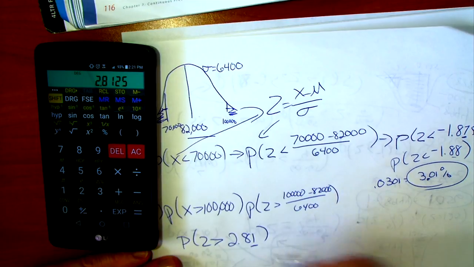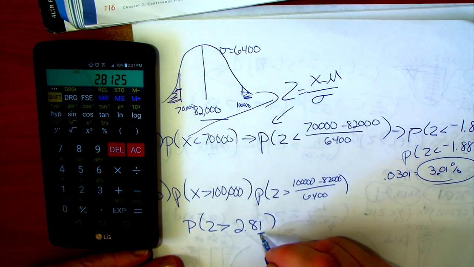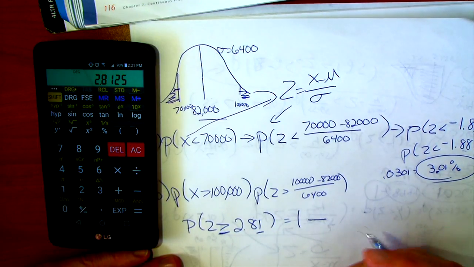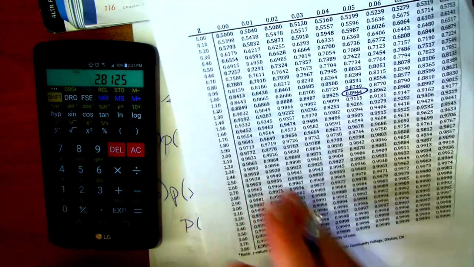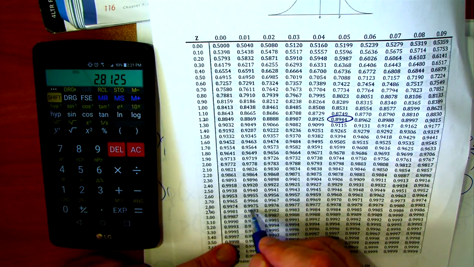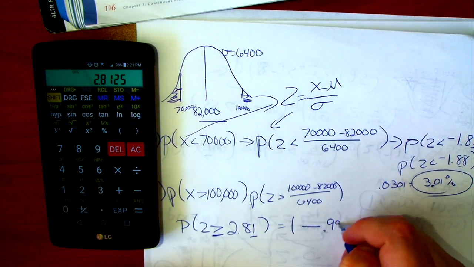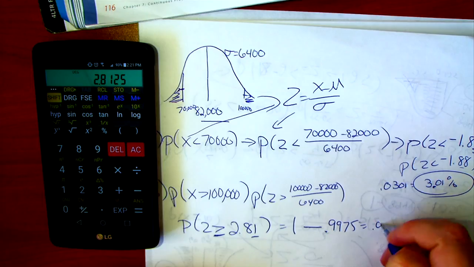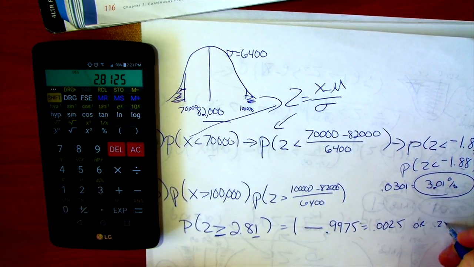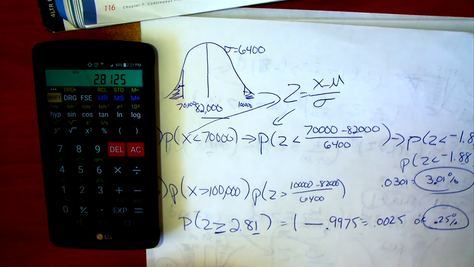Remember, we rounded to the hundredths place. Okay, so I want to look up 2.81, but because it's greater than, it's going to be 1 minus what I look up. Let's look up 2.81. 2.8, 01, 0.9975. 1 minus that is 0.0025, or 0.25%. So very unlikely.